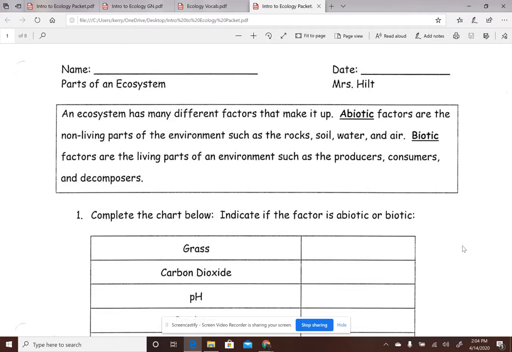Abiotic factors are the non-living parts of the environment, such as rocks, soil, water, and air. Biotic factors are living parts of an environment, such as producers, consumers, and decomposers.